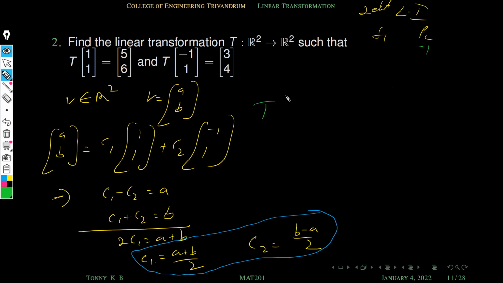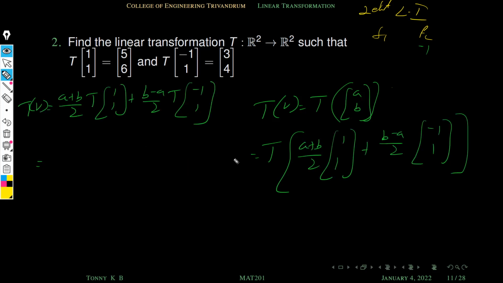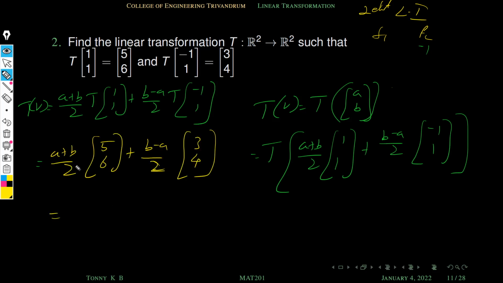So how to find T of V? That is T of (a, b), which is equal to T of C1 times (1, 1) plus C2 times (-1, 1), where C1 is (a + b)/2 and C2 is equal to (b - a)/2. Substitute everything. Using the linearity property, this becomes (a + b)/2 times T of (1, 1) plus (b - a)/2 times T of (-1, 1). Now you can substitute T of (1, 1) and T of (-1, 1) using the given values. So (a + b)/2 times, what is T of (1, 1)? That is (5, 6), and T of (-1, 1) is (3, 4).